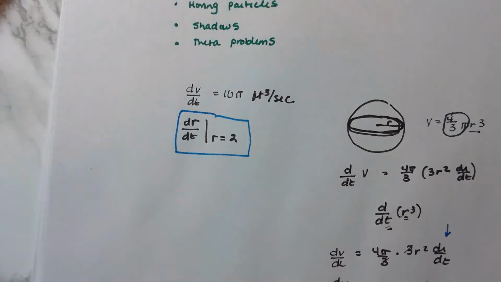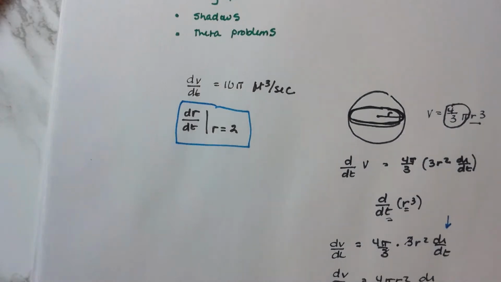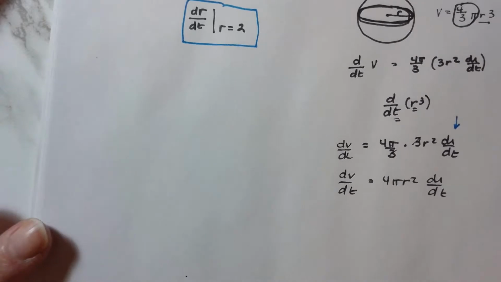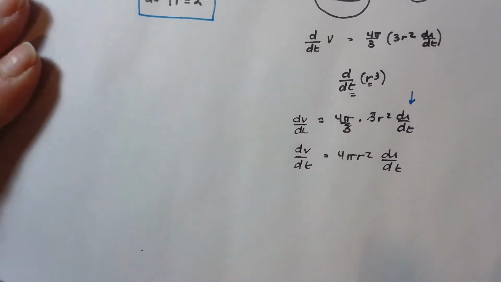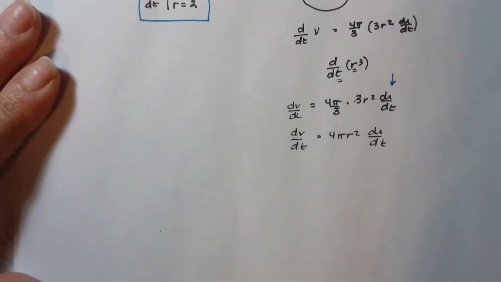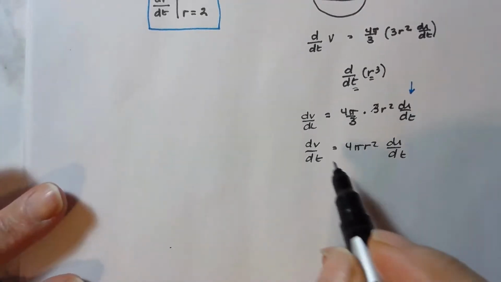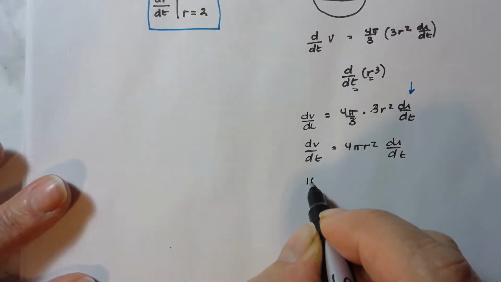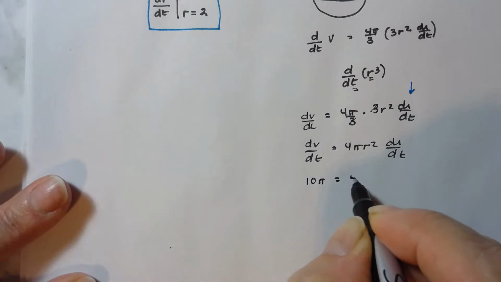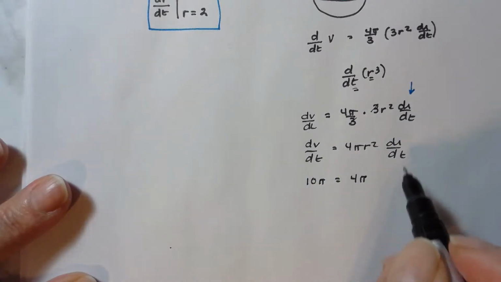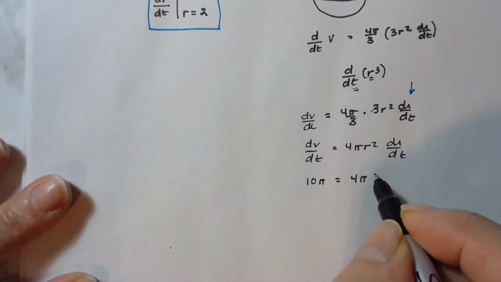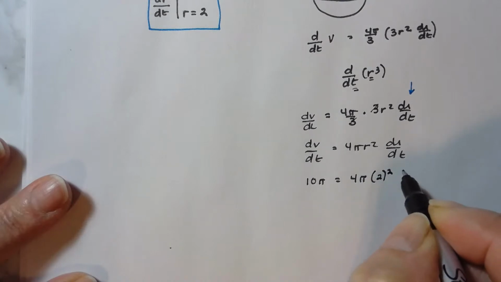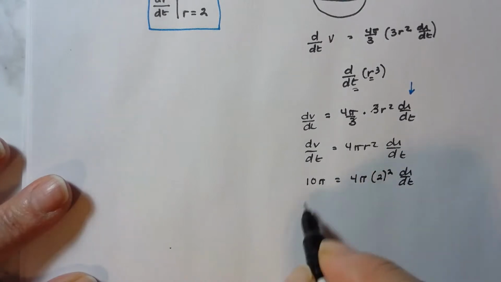At this point, if I want to, I can plug the values in and then isolate dr/dt, or I can isolate dr/dt first and then plug the values in. I'm going to go ahead and plug in now. So dV/dt is 10 pi. That's equal to 4 times pi. Now we want to find dr/dt when r is 2, so I'm going to plug in 2 squared times dr/dt. So we get 10 pi.